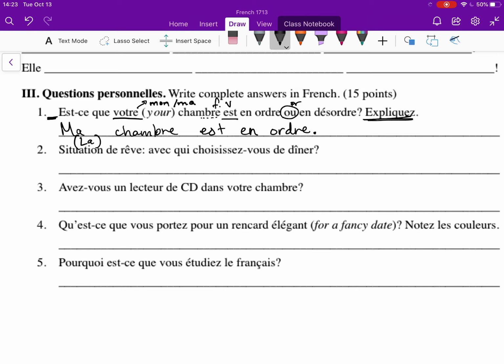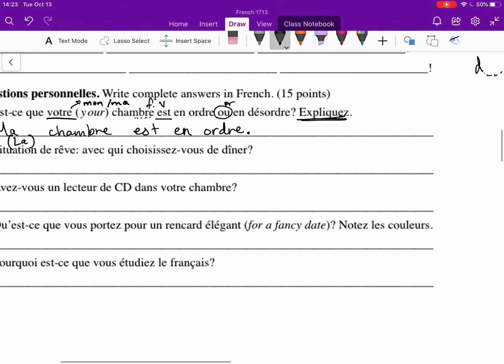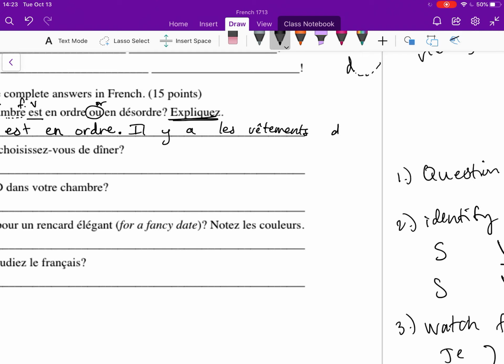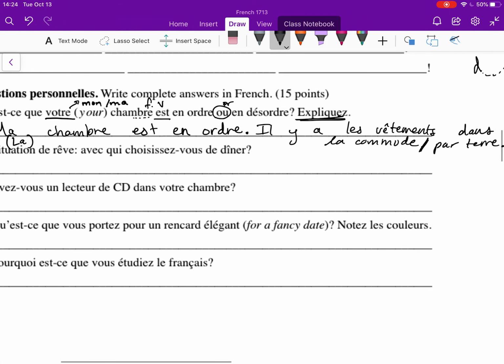Explaining then is going to take a whole other sentence. So for example, if your room is in order, then you want to give some examples of how that is, such as il y a les vêtements dans la commode. So the clothes are in the commode, or they're put away. Something like that. Maybe your room is in disorder, and then you might say, oh, there are clothes on the floor, which would be par terre. Okay, so just give an example sentence in order to help you explain.